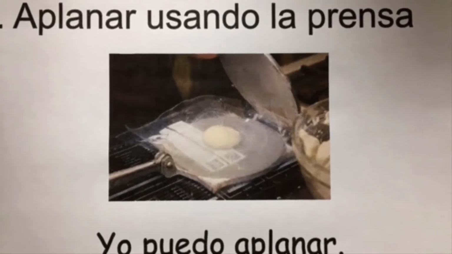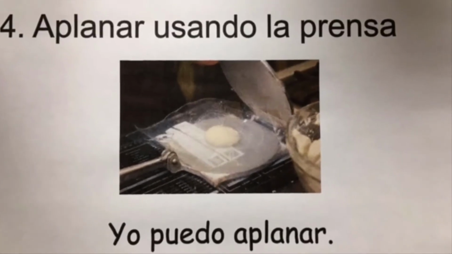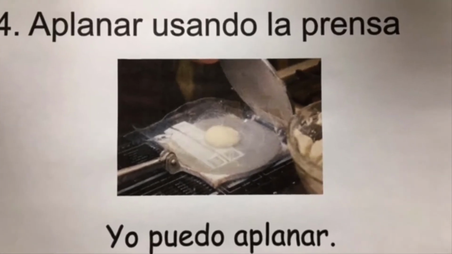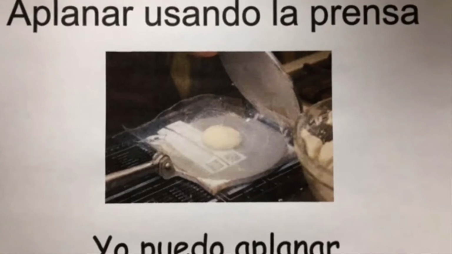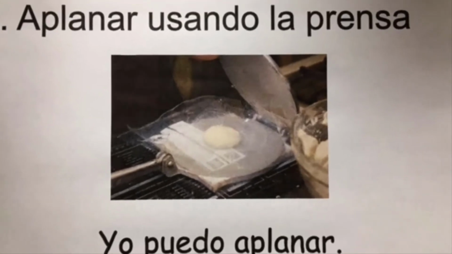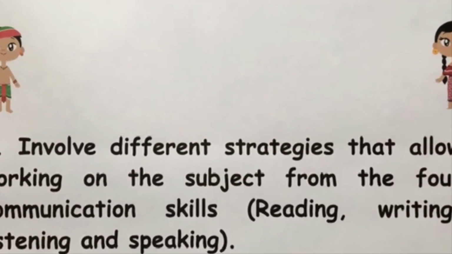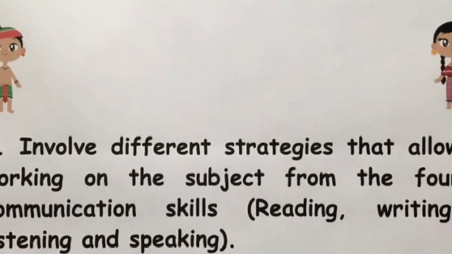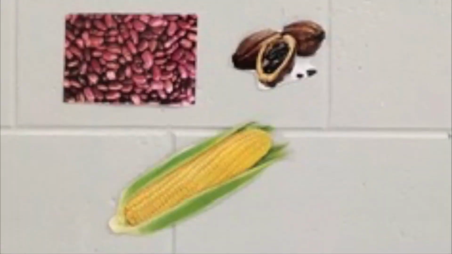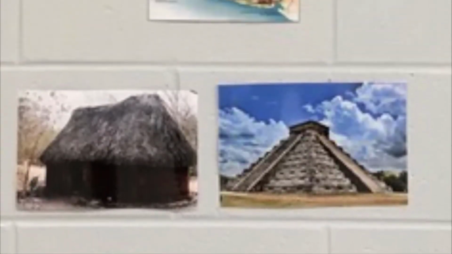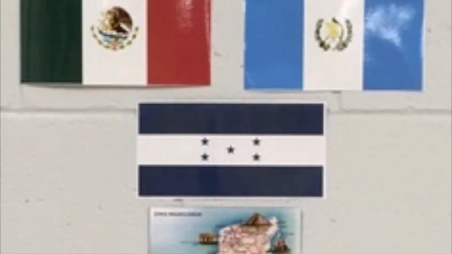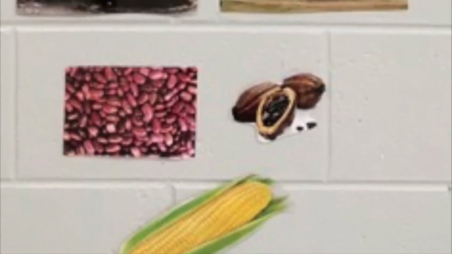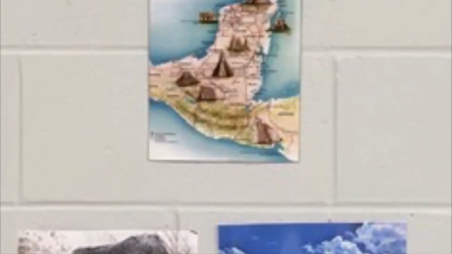She also sent tortillas to the students so they had the opportunity to watch the process and taste the tortillas. This was a cooperative activity that demonstrates that parents can be part of the construction of the curriculum by supporting us with activities related to their culture and traditions. The last idea is to involve different strategies that allow working on the subject from the 4 communication skills. I want to describe some of the strategies used for this project.